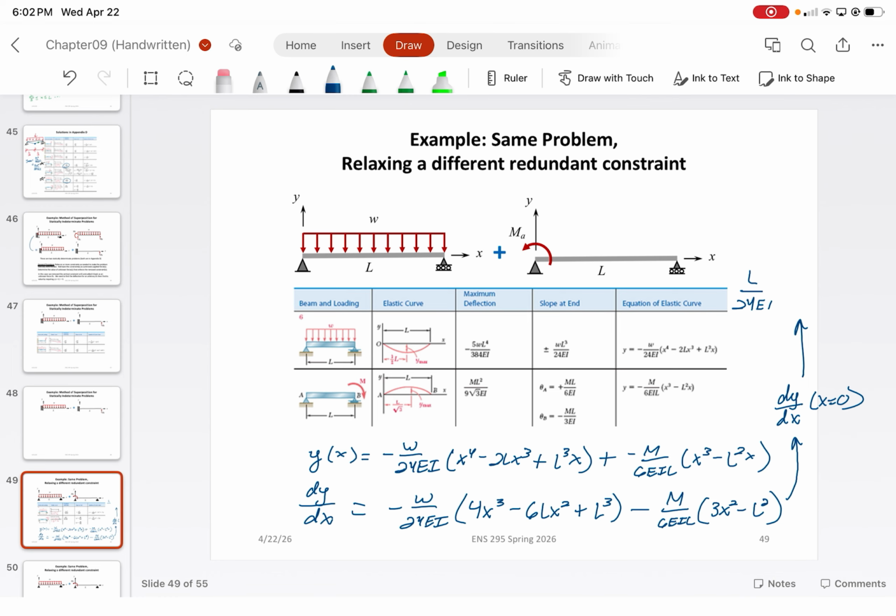L over 24 EI times 8M minus L squared W. And then from that, you would get the bending moment at that point, which would be WL squared over 8, negative. Well, positive, technically.